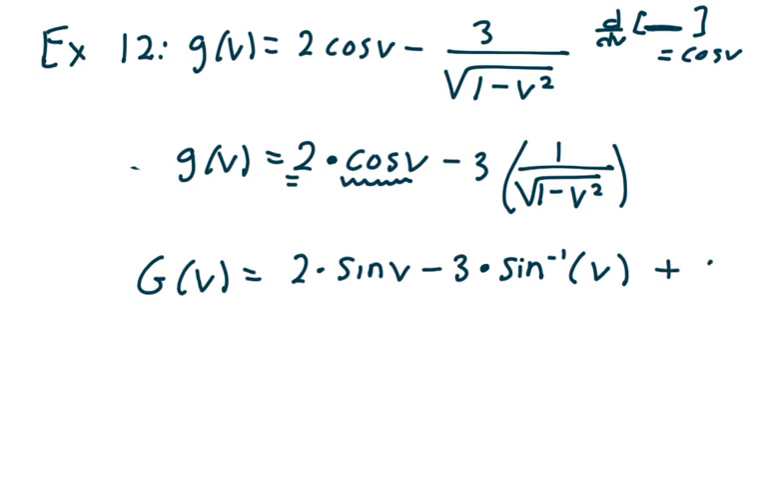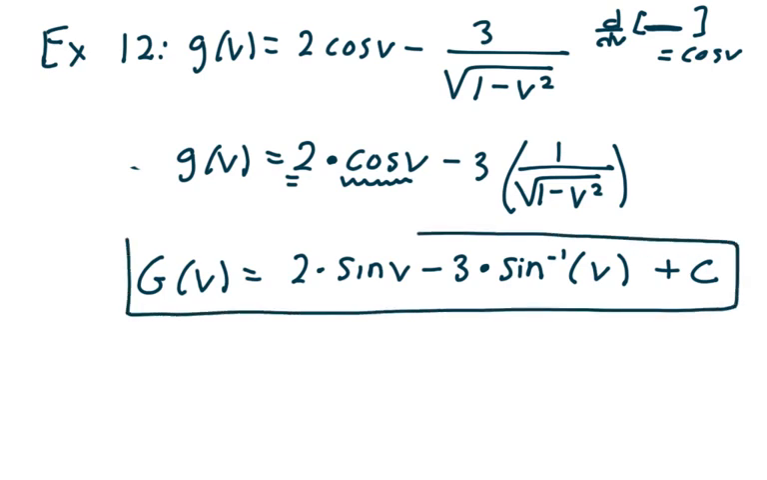And then I just have to add that constant of integration. Remember, c is a constant. And you will find that if I take the derivative of capital G, I will get what I originally started with. Example 13.